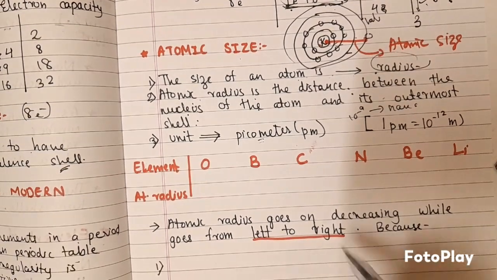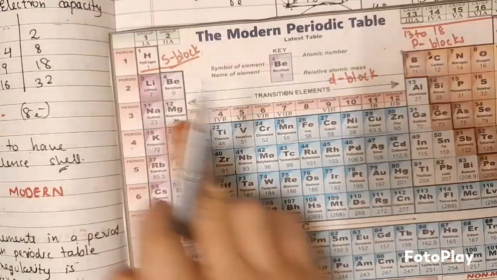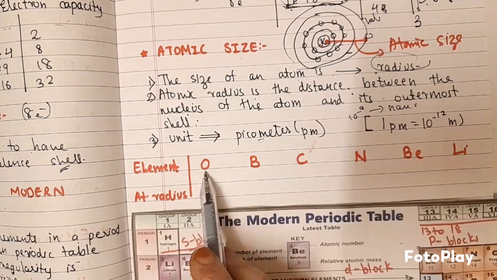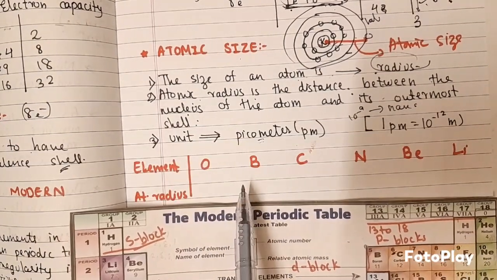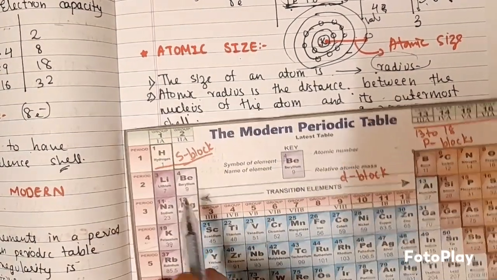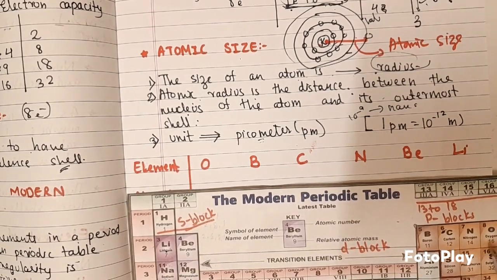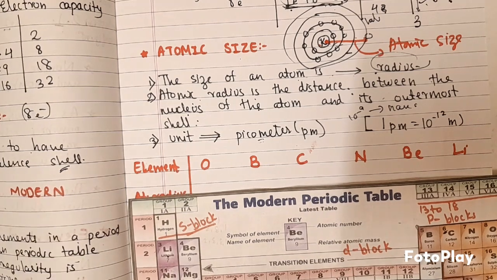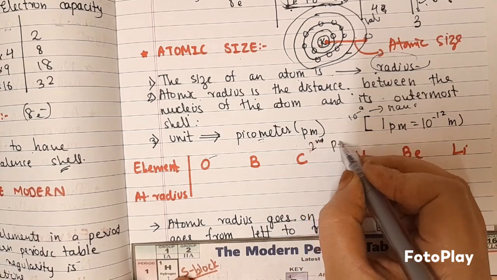Now the atomic radius from left to right, that means we are talking about a period. Here I have taken the example of lithium to oxygen, from left to right. These are the elements of the second period.